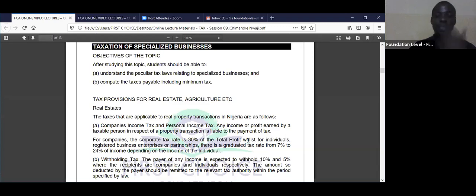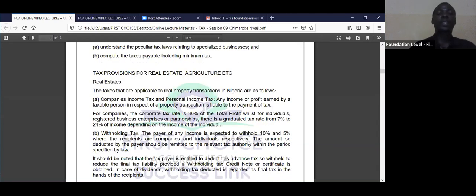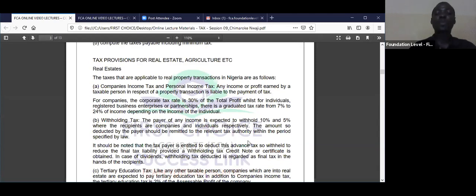Now, in your syllabus, part of what is covered in this topic is tax provisions for real estate, agriculture, and so on. Now, for real estate, the taxes that are applicable to property transactions in Nigeria are the following: companies income tax and personal income tax. So these two taxes are applicable to real estate.